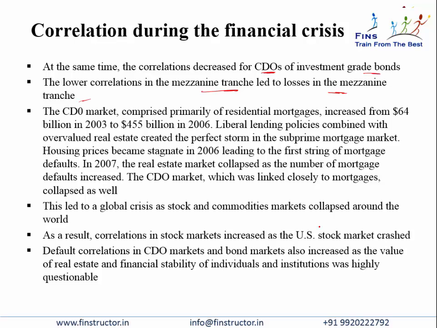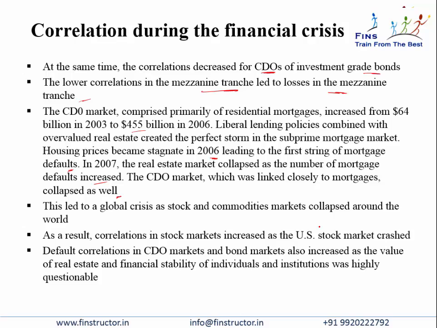So the CDO market, which comprised primarily of residential mortgages, increased from 64 billion to 455 billion in 2006. There were liberal lending policies combined with overvalued real estate that created this perfect storm in the subprime mortgage market. So prices stagnated in 2006, leading to the first string of mortgage defaults. As people's house values were falling, they didn't want to pay their mortgages. They let the mortgages default. So the real estate market collapsed and the mortgage defaults increased in 2007. The CDO market, which was closely linked to mortgages, collapsed as well.